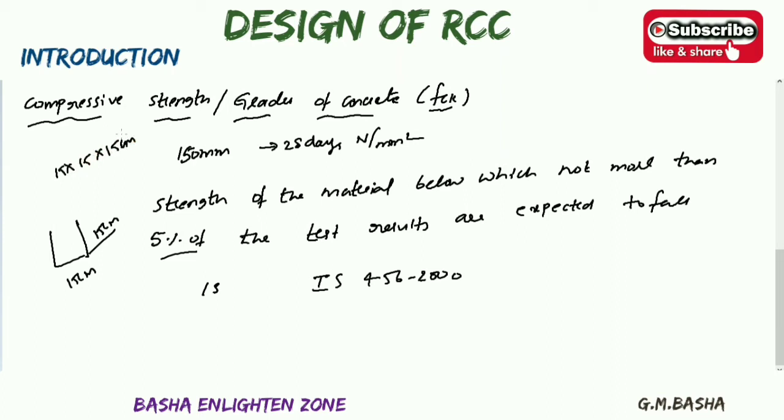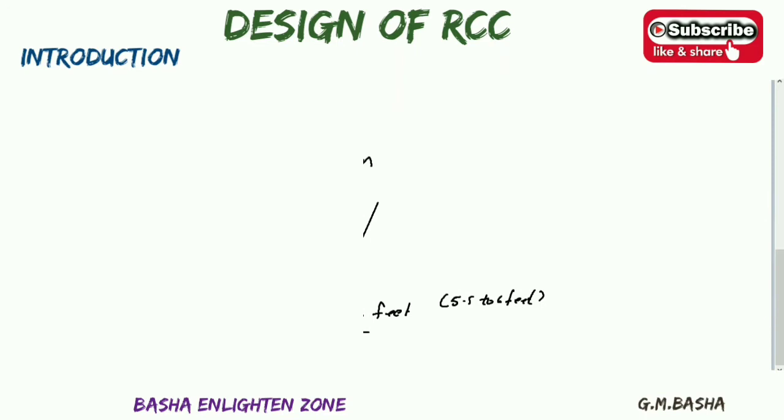Like that, in terms of mm, it will be 150 mm cube at the age of 28 days in Newton per mm square. Means the grade of the concrete will be varying from 15 to 80 Newton per mm square, so designated as M15 to M80, like that. Based on the characteristic compressive strength, concrete is graded. So I will show that format. It will be graded like this. See here, I will show you in the form of a table format.